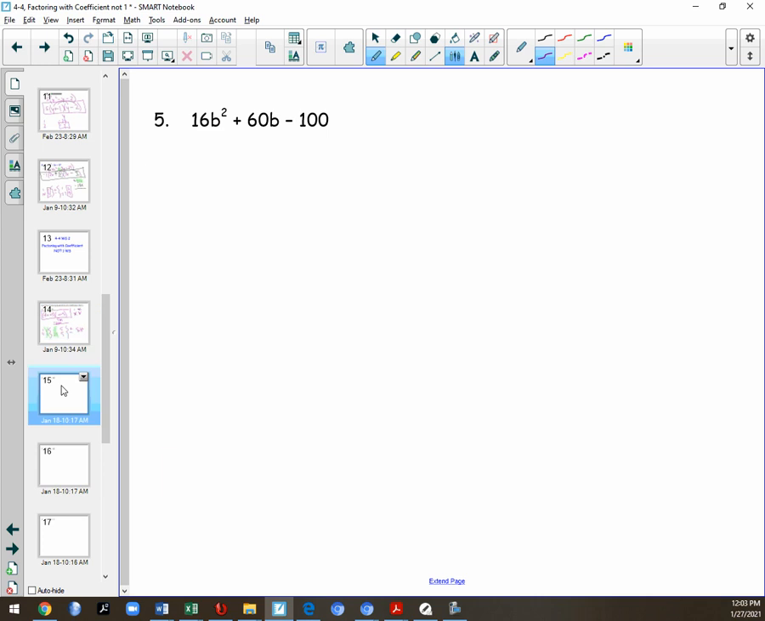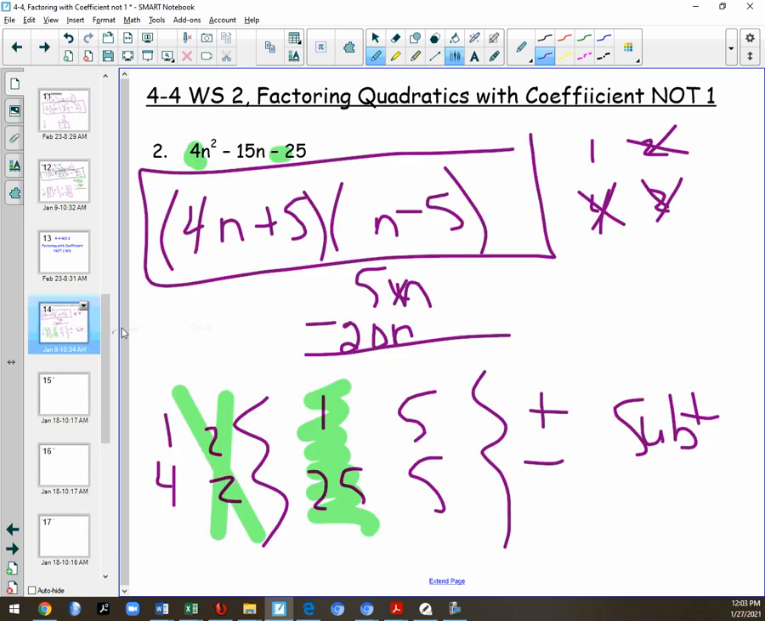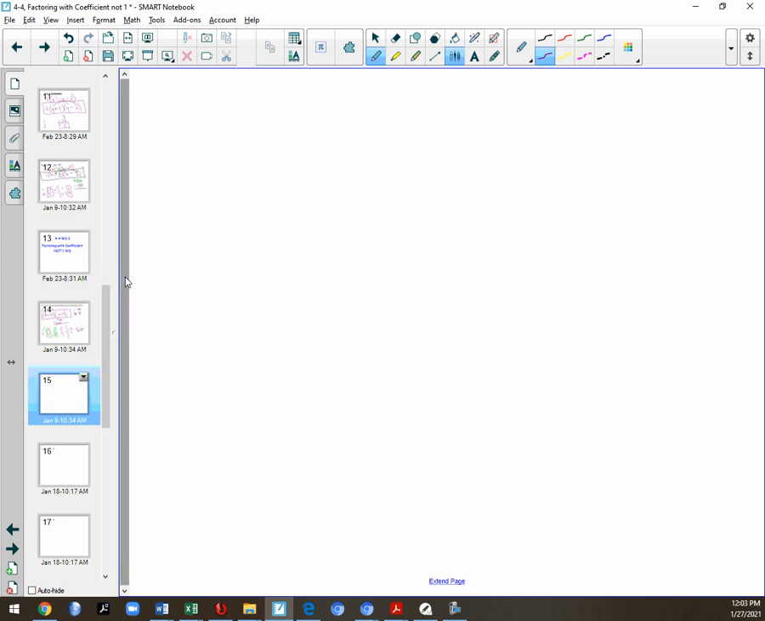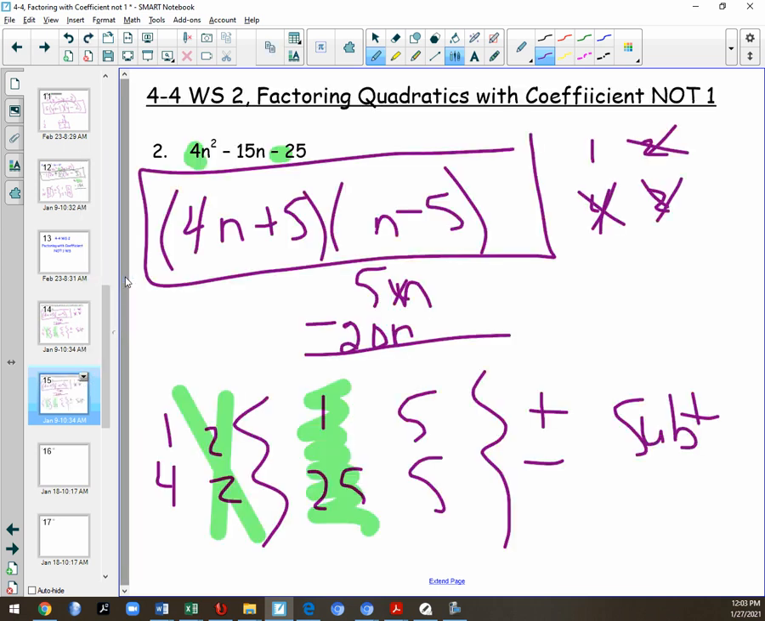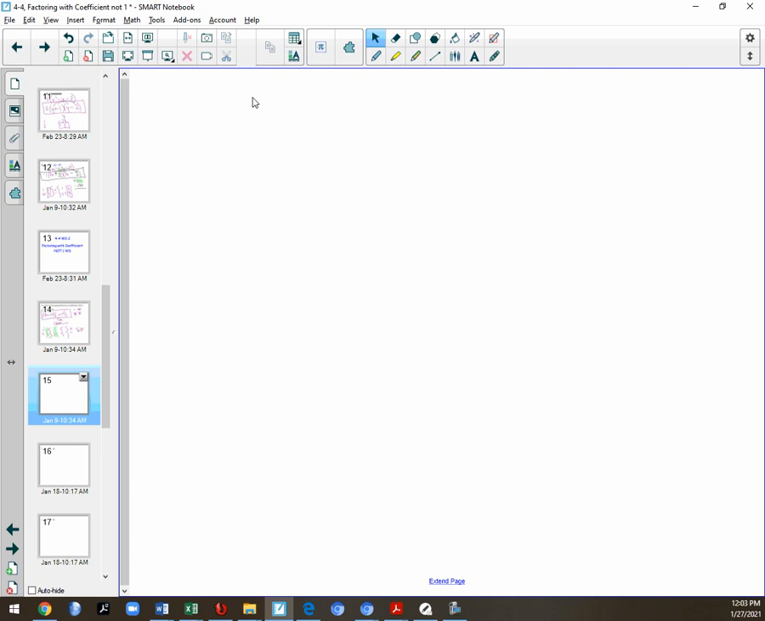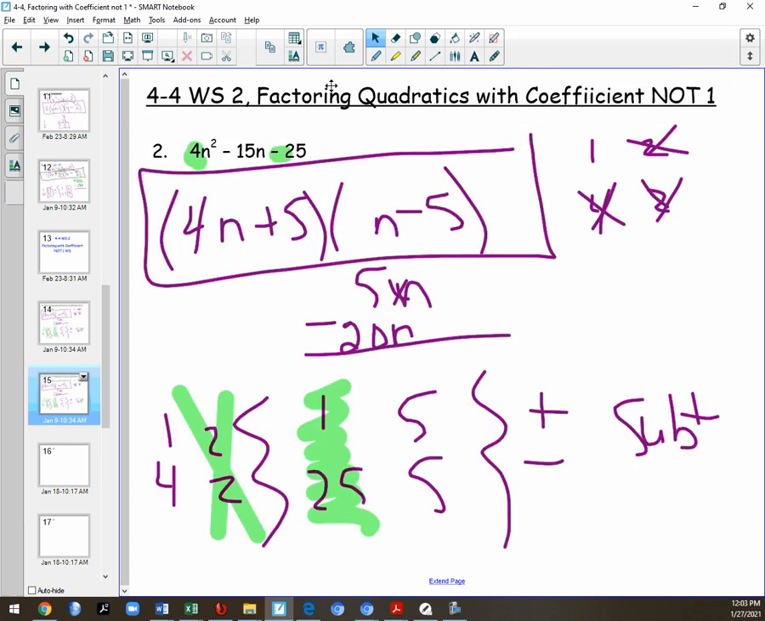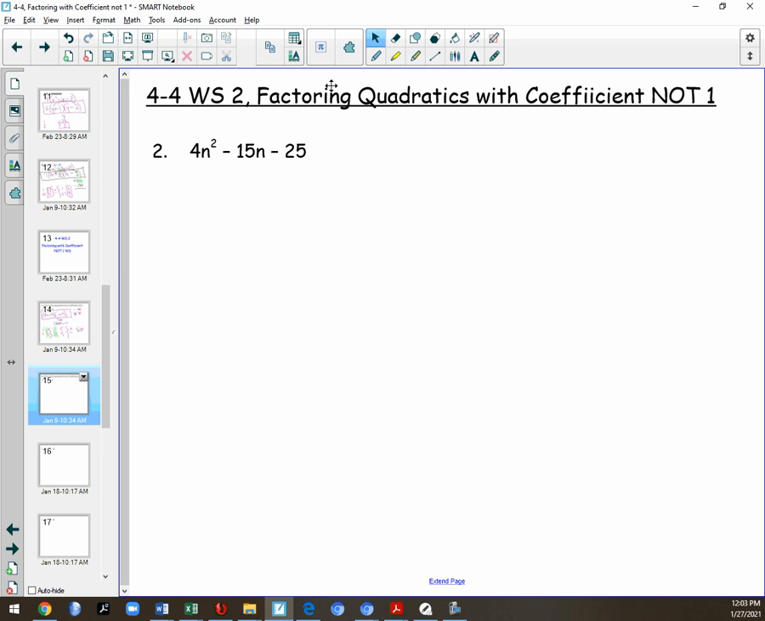Now, we can go ahead and do that same problem if you would like. I'm going to clone my page and clear it. We'll do the same exact problem, and we'll do it the AC method. Okay, so here we go.